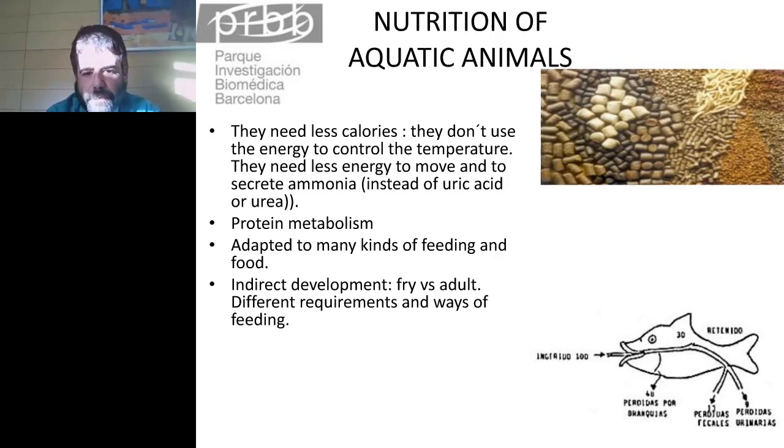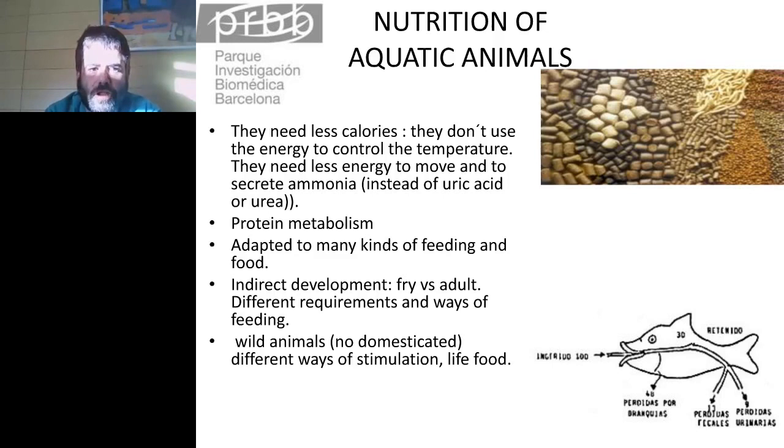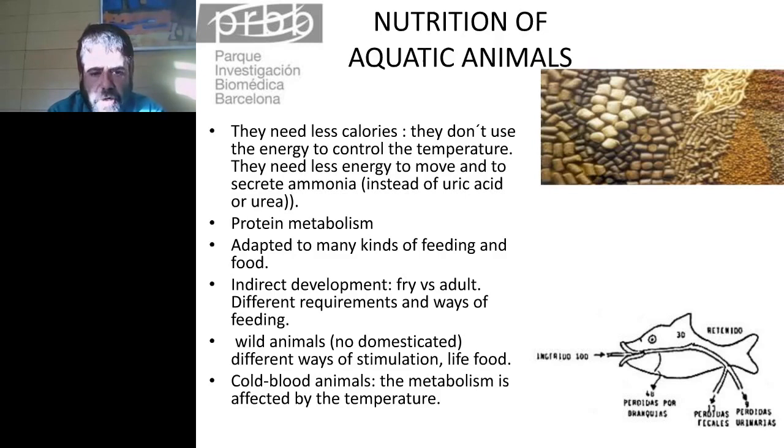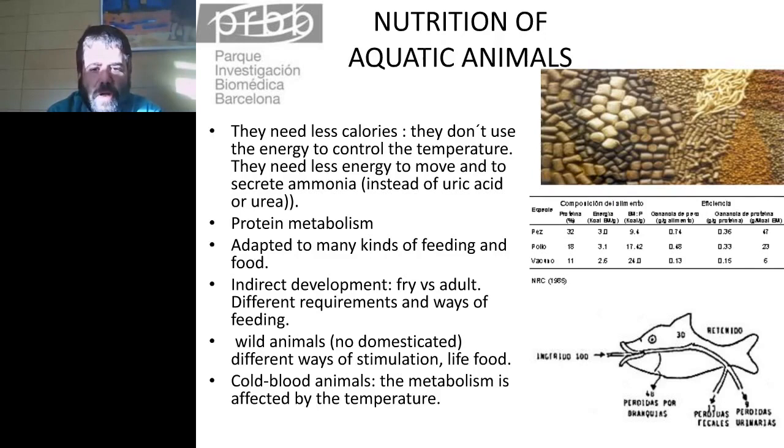There are also some species of fish that are going to be less hungry, so we have to increase their level of hunger, just by making some treats, putting live food inside the tanks, or maybe using tasty flavors for them. As we said before, they are cold-blooded animals, so the metabolism is going to be affected by the temperature. As you can see in the table, fish need twice the protein of a chicken or three times that of a cow.